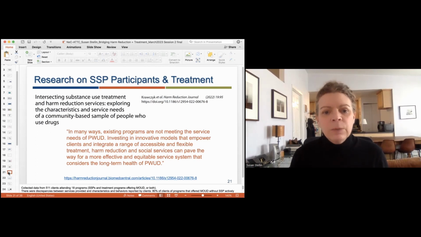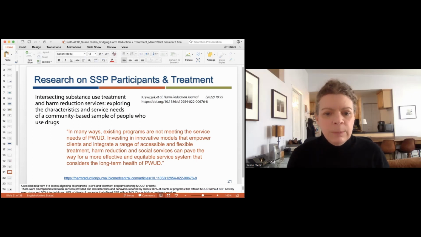Particularly with programs either doing treatment or a harm reduction approach, the treatment programs, and specifically medication, were not necessarily providing information or tools about harm reduction, and then vice versa, that people in the harm reduction settings were not necessarily getting that linkage or information about treatment.